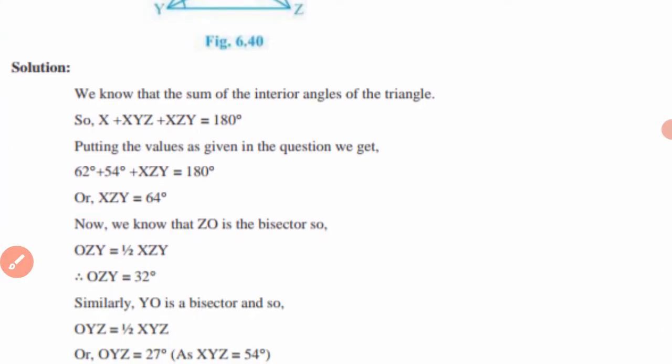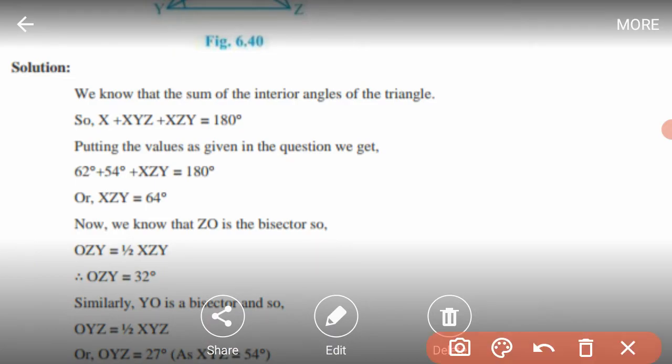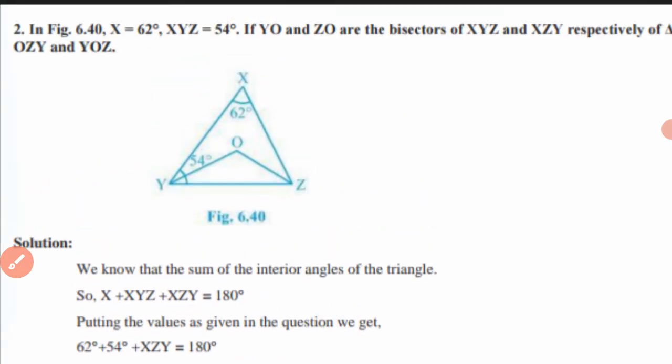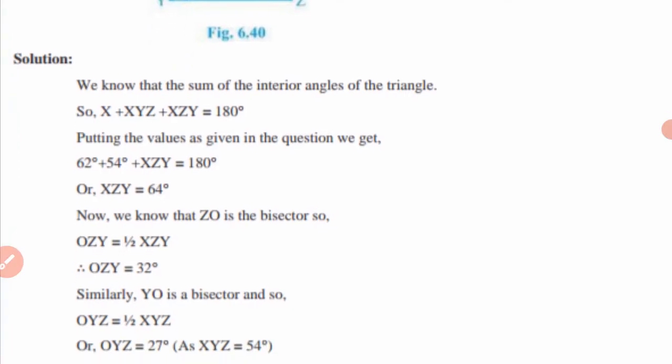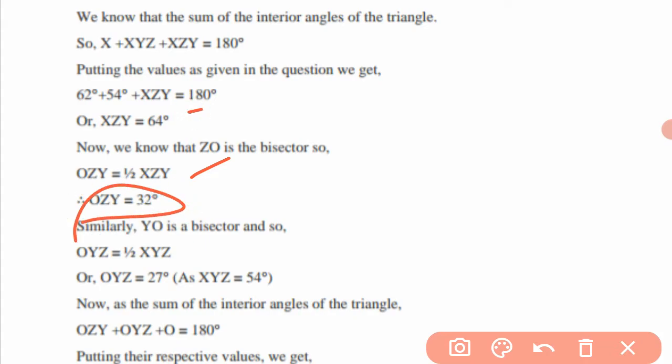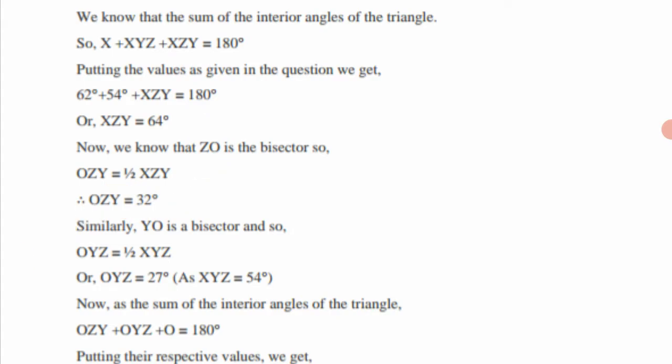Now we can put the values: 62 degrees plus 54 plus XZY equals 180. So the value of XZY equals 64 degrees. Now as we know that ZO is the bisector, so in this given figure ZO is the bisector of XZY. So OZY will be equal to half of XZY, and the value of XZY equals 64. So half of 64 will be equal to 32. So OZY equals 32 degrees.